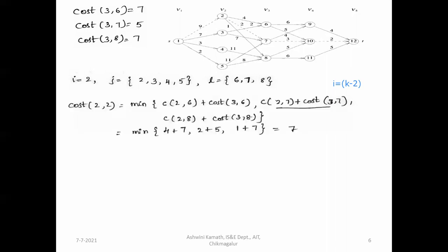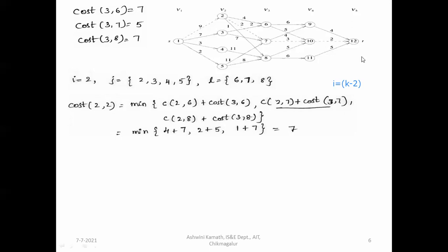So cost of 2, 2. In 2, 2, the first 2 is the stage number, the ith value, and the second 2 is the j value. So we have to consider cost of 2, 2, cost of 2, 3, cost of 2, 4 and cost of 2, 5, which is equal to the minimum of C of 2, 6.